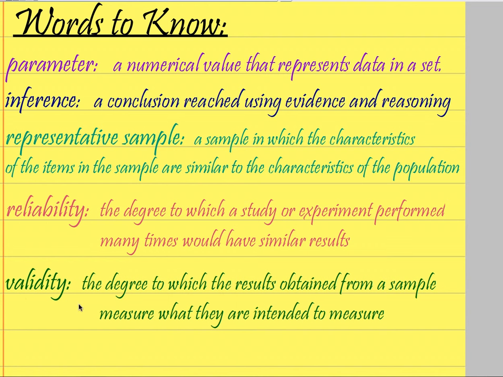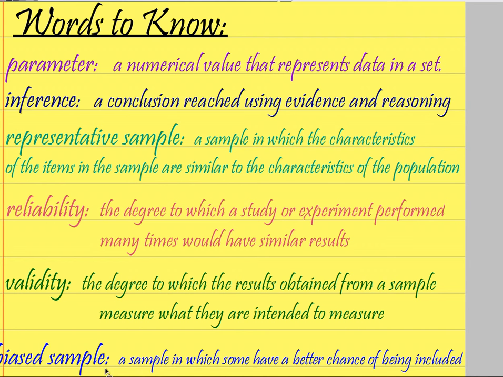Validity is the degree to which the results obtained from a sample measure what they are intended to measure. So let's talk about those high school students one more time. If I was doing a study on the heights of all high school students in the United States, and I did a study on their hair color, that study wouldn't be valid because that's not what I set out to study.